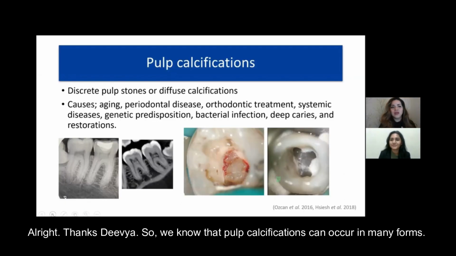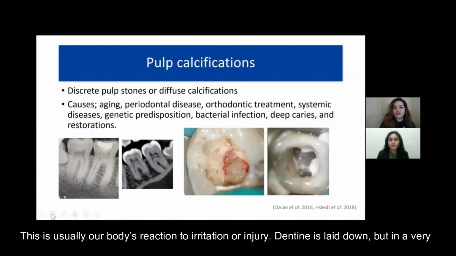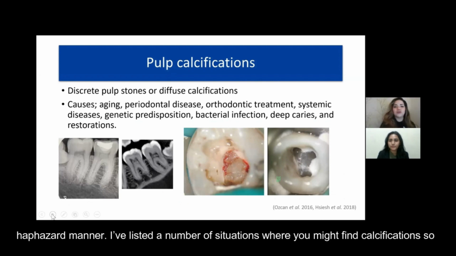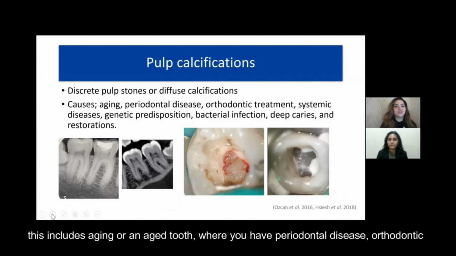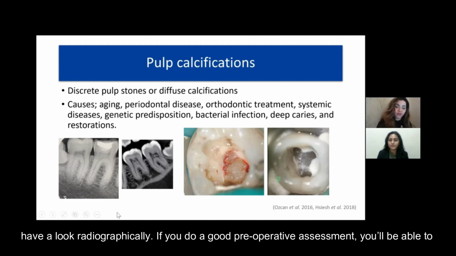So we know that pulp calcifications can occur in many forms. Sometimes it's stone-like, sometimes it's just a diffuse layer covering the canal orifices. This is usually our body's reaction to irritation or injury, so dentine is laid down, but in a very haphazard manner. Situations where you might find calcification include an aging tooth, periodontal disease, orthodontic treatment, and certainly bacterial infection as well.